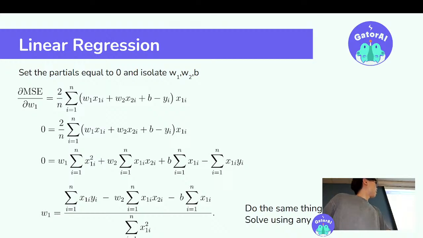All we do is multiply the x1i in, and we distribute it across our components here, and we end up with this long-looking equation: 0 equals w1 times the summation of x1i squared, and so on and so forth. And so we do what we would do with any system of equations. We isolate for w1, which is our first unknown in this sense. And then once we've isolated for w1, we can do the same thing for w2 and b.